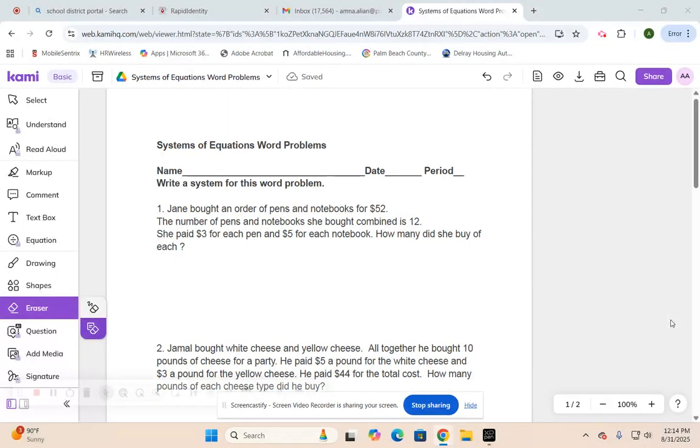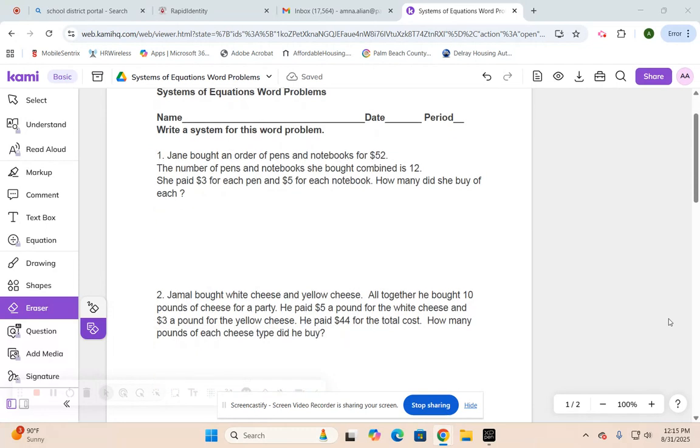That is not true in all cases. In some cases, we will be writing two equations, two cost equations. But in most of these, it will be two systems, one that will represent the amount and the other one representing the cost. All right, let's look at the first problem.